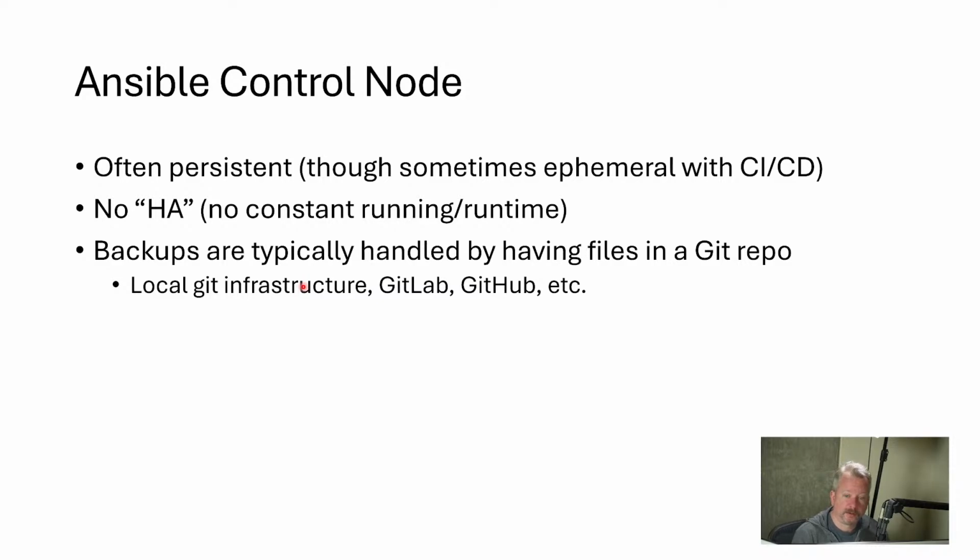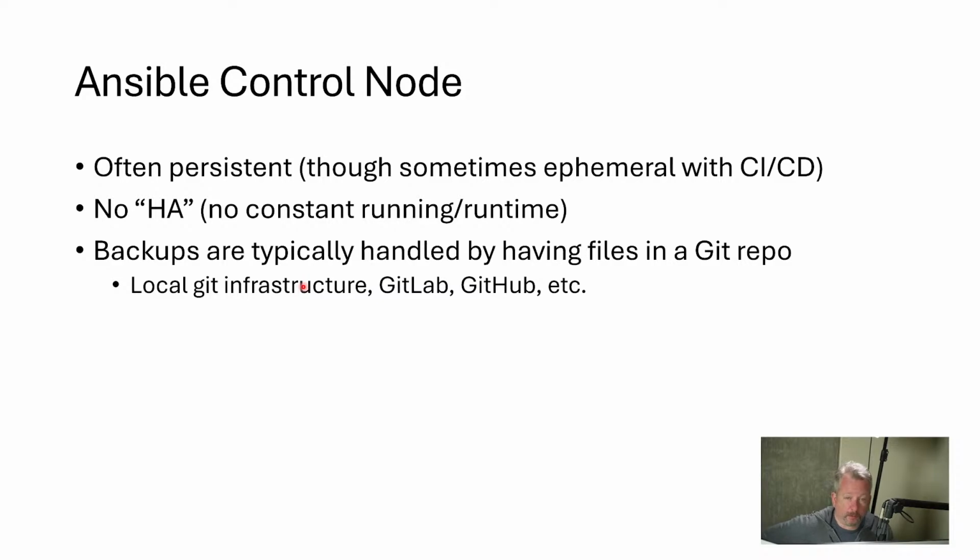There's no HA, so Ansible doesn't run like a service. It's not running in the background. It's not running a runtime or a state machine. It's just a set of files that sometimes you execute. So there's no consistent running runtime or anything like that. So there's no need to HA it. There's no need to have multiples of them.